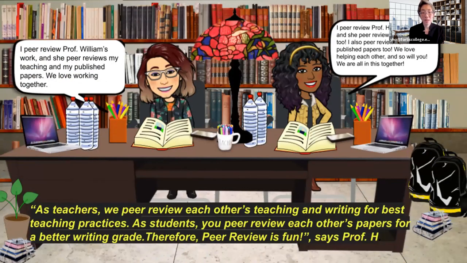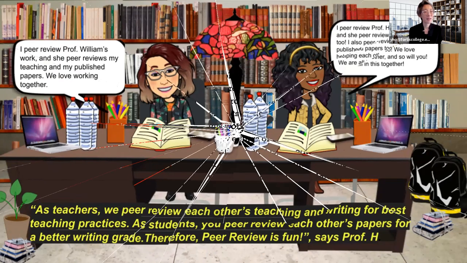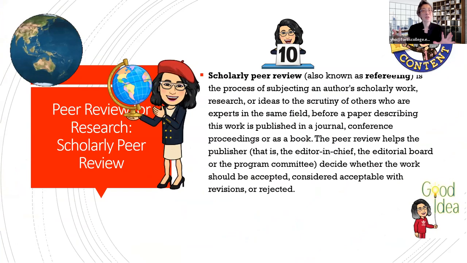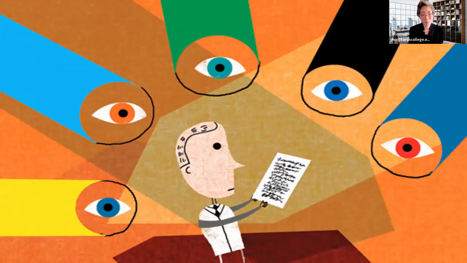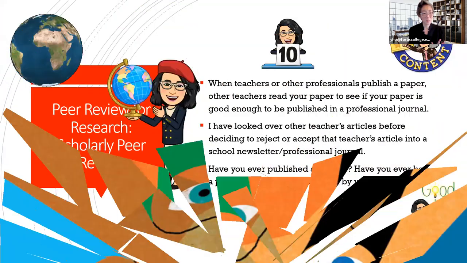And here's a Bitmoji that I did for fun. It means that different teachers look over each other's papers, and then they peer review. So scholarly peer review is when other experts look over your paper and deem your paper worthy of publishing. That's what this person is. All those eyes represent other experts.